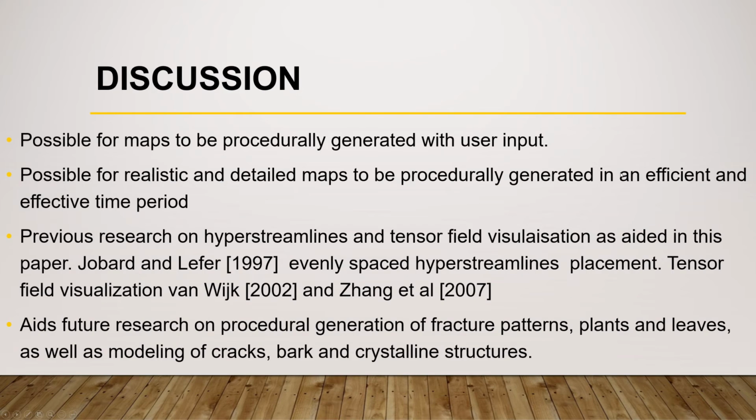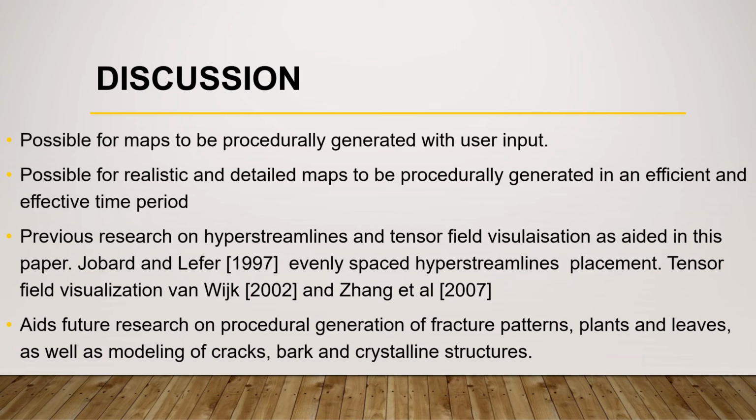And the last step, I guess, is the 3D modeling, adding the buildings, but that's not the focus of this research paper. So some discussion. Because of this research, it's now possible for us to procedurally generate maps with user input that replicate real-world maps. They're very detailed and realistic, I guess, and it's done fast because the computer generates it for you based on a set of inputs that the user has put in.